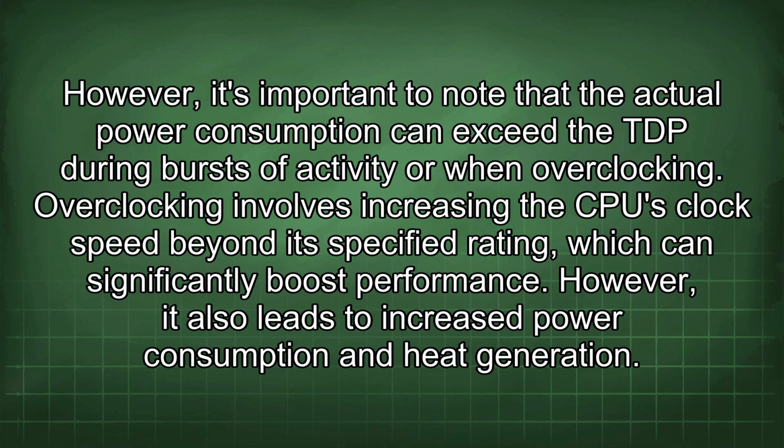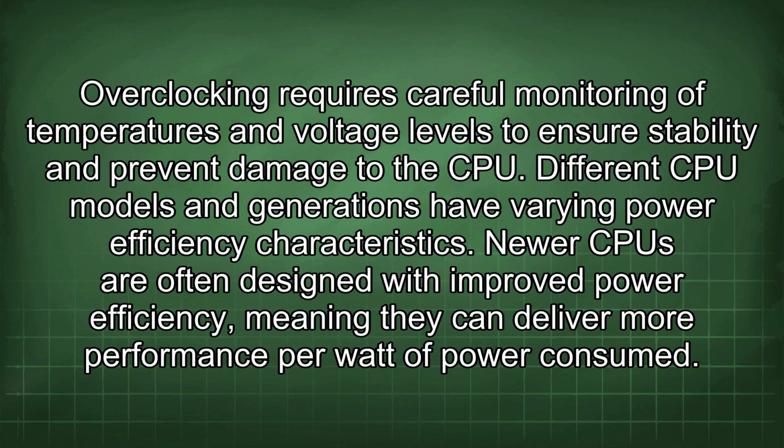Overclocking involves increasing the CPU clock speed beyond its specified rating, which can significantly boost performance. However, it also leads to increased power consumption and heat generation. Overclocking requires careful monitoring of temperatures and voltage levels to ensure stability and prevent damage to the CPU.